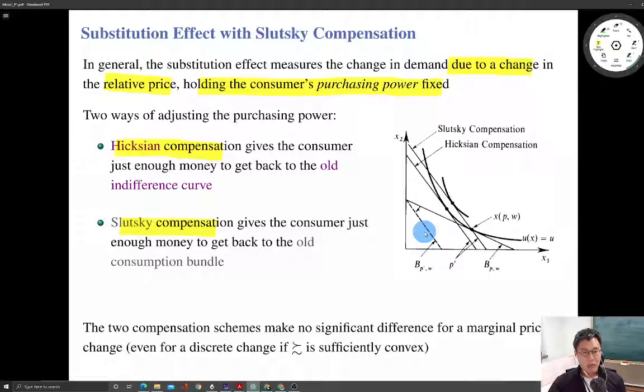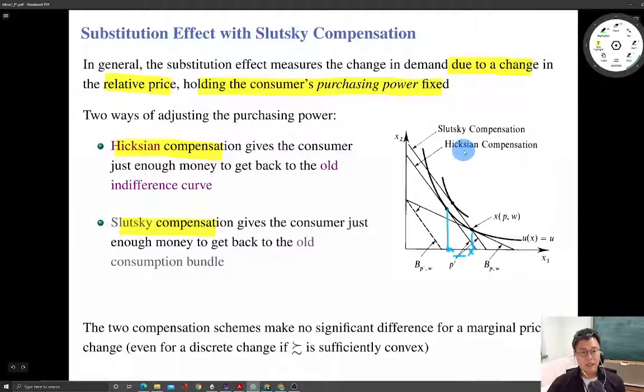So in the case of Hicksian compensation, this point is the optimal choice before the price changes, and the level of this indifference curve indicates the highest level of utility. As we just saw, we adjust the consumer's income to the extent that the new budget line is tangent to the original indifference curve. The substitution effect on good 1 is described by this difference.